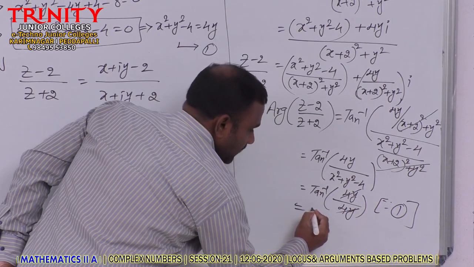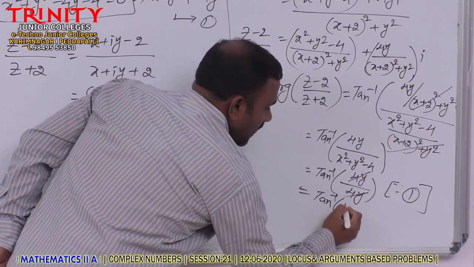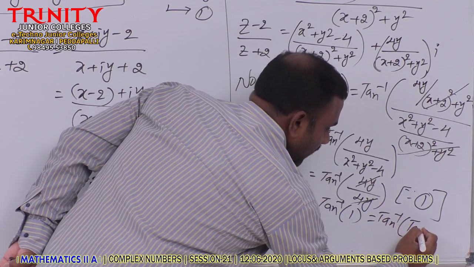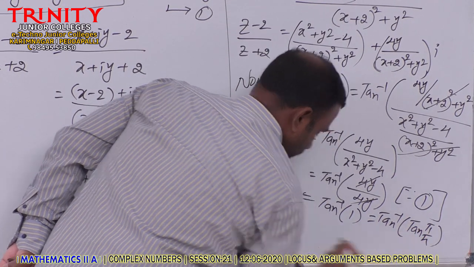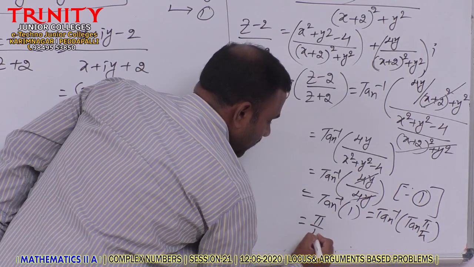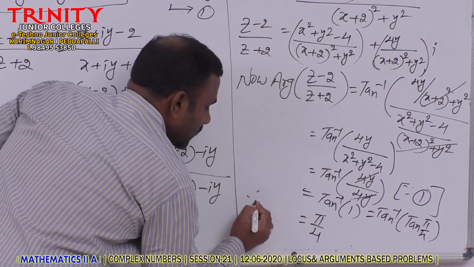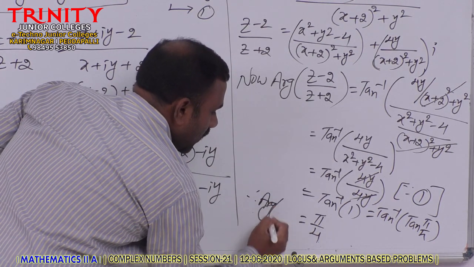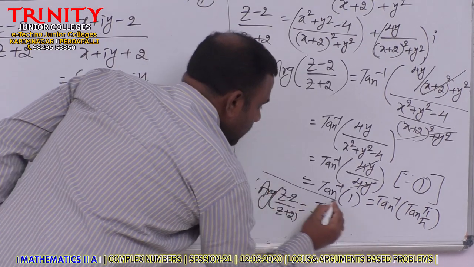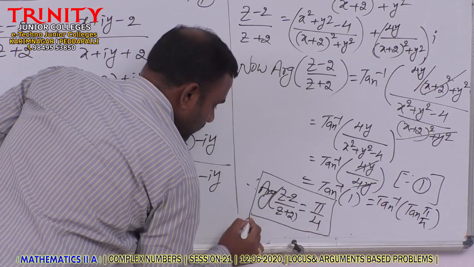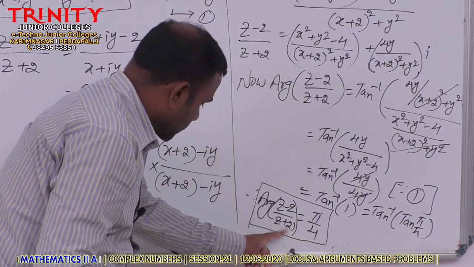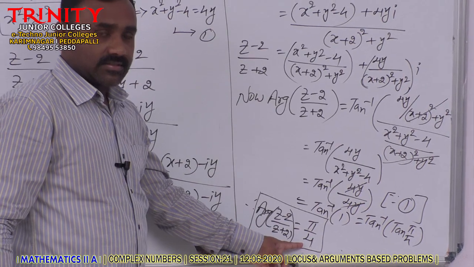4y cancels. Tan inverse of 1, nothing but tan inverse of tan pi by 4. Tan inverse of tan theta is theta, that is pi by 4. Therefore, the argument of (z minus 2) by (z plus 2) is equal to pi by 4.